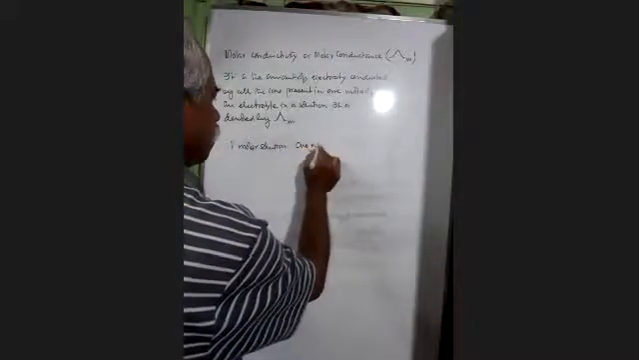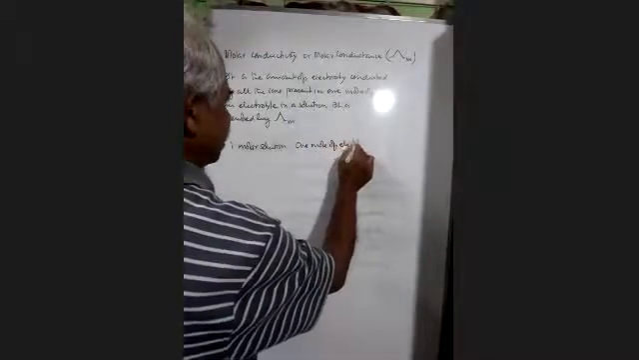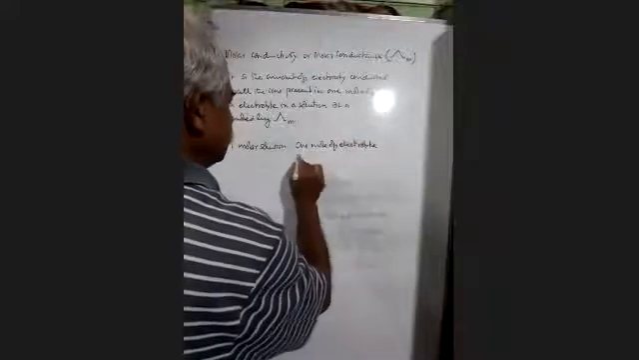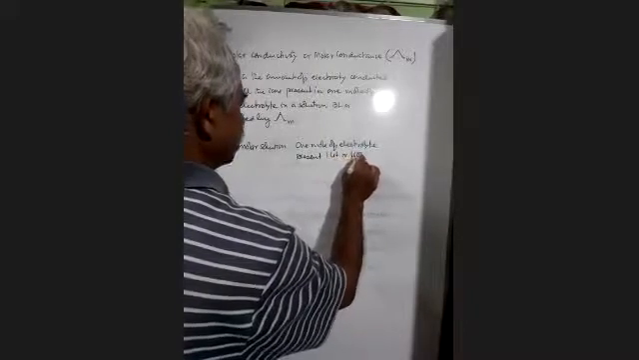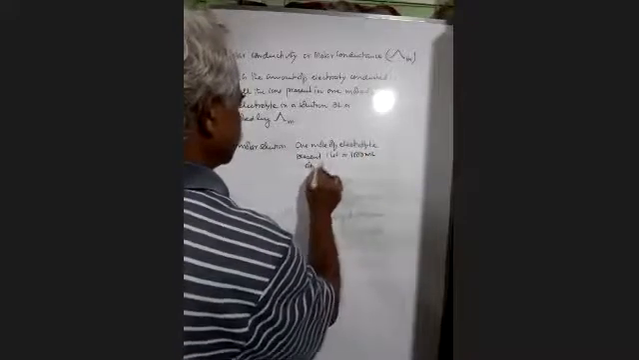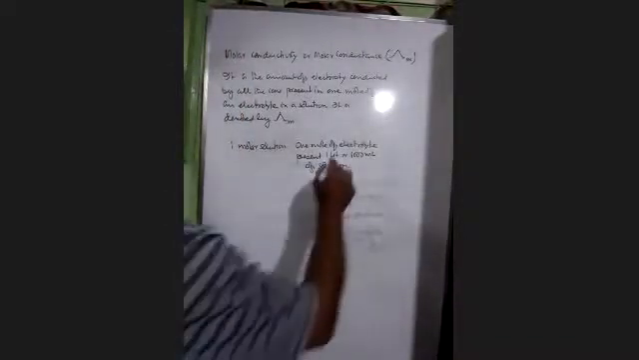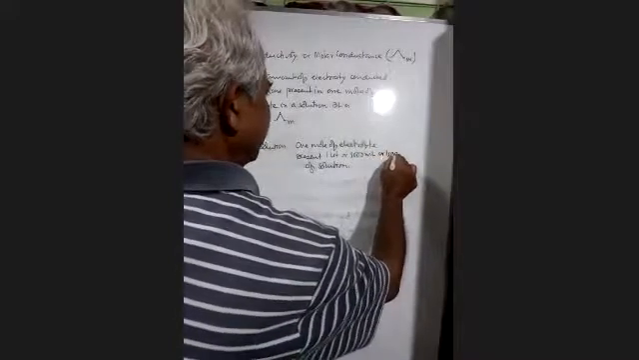In specific conductance, don't write anything now. A 1 molar solution is what? 1 mole of electrolyte present in 1 liter or 1000 ml of solution. 1000 ml or what? 1000 centimeter cube. All right.